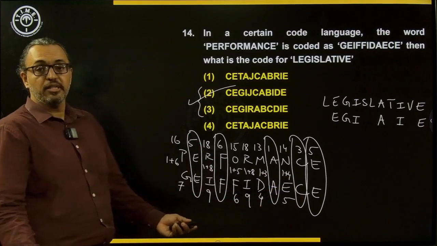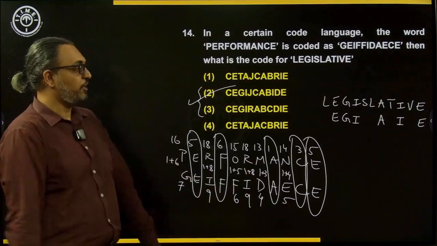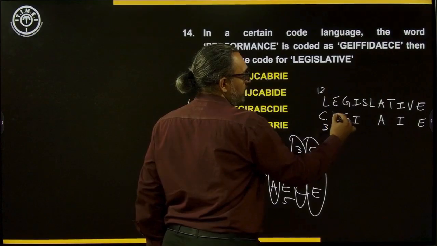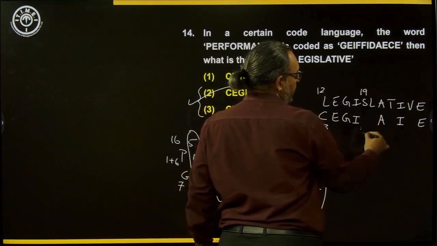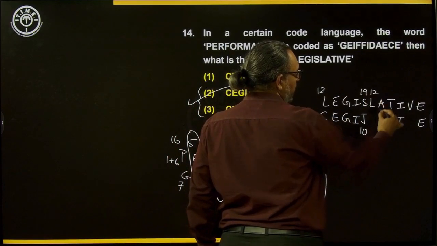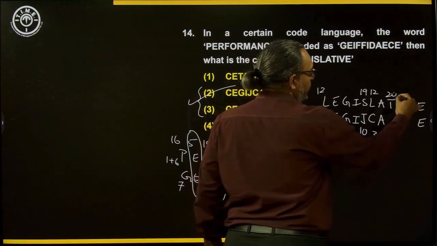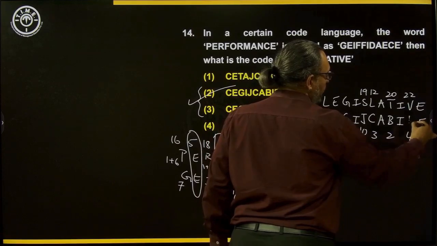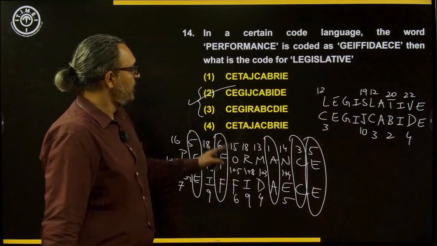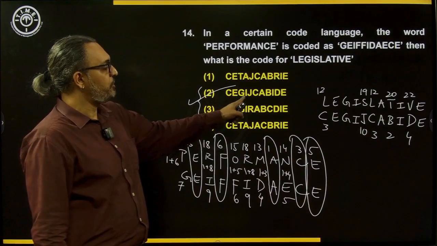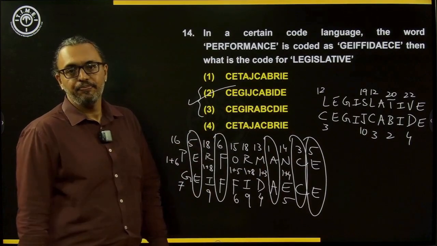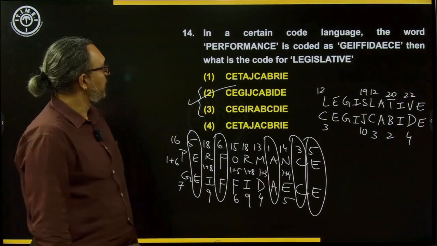Okay, if it is double digits, sum of the digits is getting you the answer. So here this is 12, so you will get 3, which is C. Then here it is 19, you get 10, that is J. Here it is 12 again, 3, so C. 20, so 2, B. 22, so 4, D. So that's what we have. CEGIJ, CABIDE. Choice 2. Correct? Yeah.